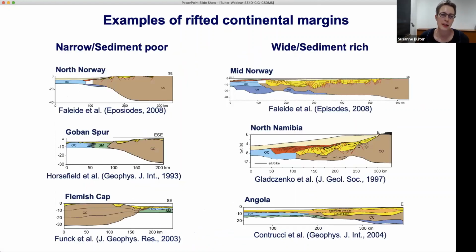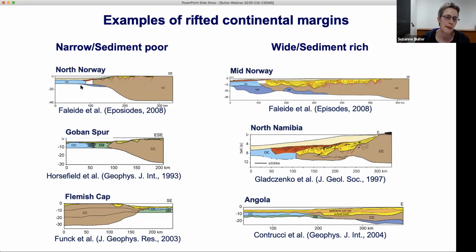So when you look at examples of rifted continental margins, two things stand out, at least for me. One is that the shape of the margins can be quite different, and shape in terms of width as measured from, say, fairly undisturbed continent towards the ocean. It can be narrow or wide, and the amount of sediments can be different, as we already saw on the map on the previous slide.